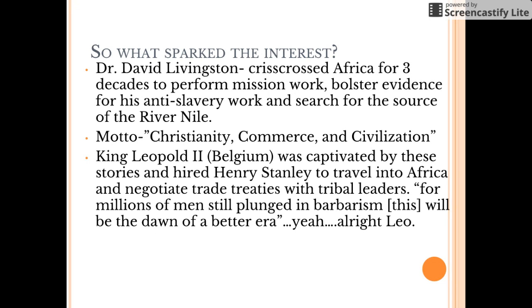And his plan was to find the source of the Nile in Africa. And when he would do that, he would become an international celebrity, and he could use his newfound platform to rail against the injustices of the slave trade. So in that effort, he traveled to Africa, crisscrossed back and forth across the continent. He acted as a missionary spreading Christianity, but he was also trying to bolster his evidence to make a claim against slavery. His three-word motto essentially became Christianity, commerce, and civilization.